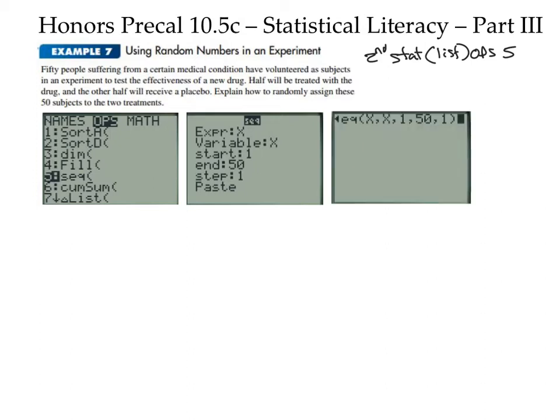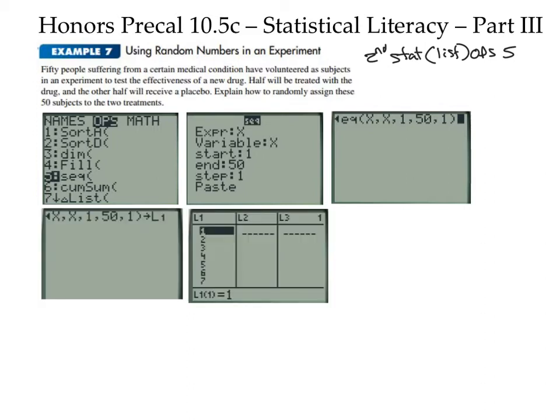At this point, I'm just going to add in the familiar store list 1, and don't worry about the fact that we already have some numbers in list 1. This will write right on top of them. And there are 50 of them, so it'll completely cover them. So that's what we'll get.